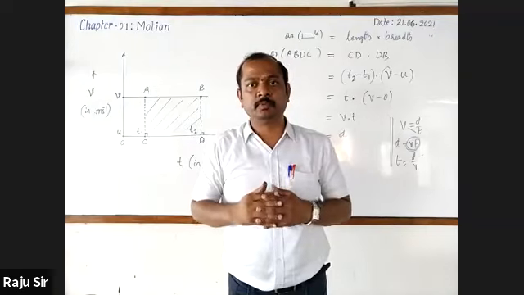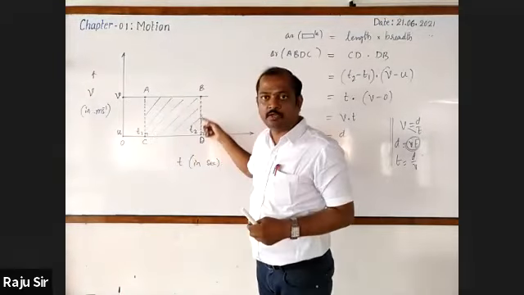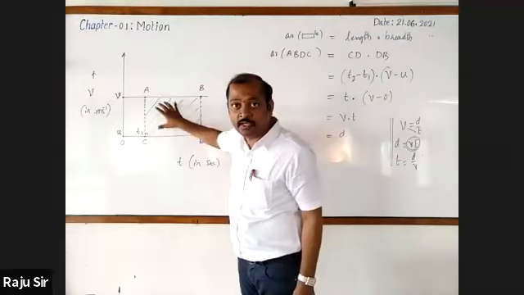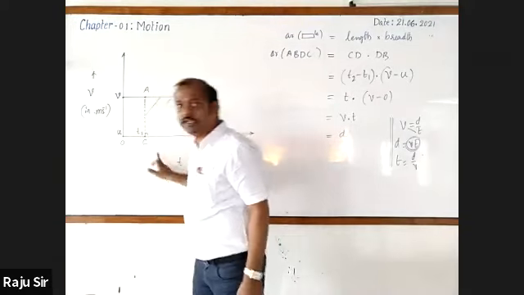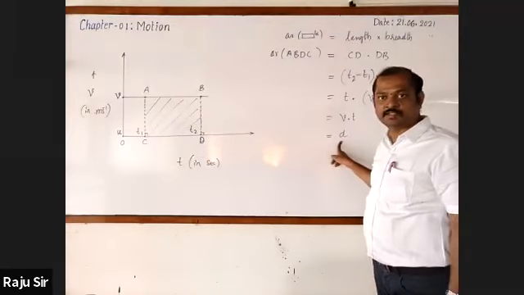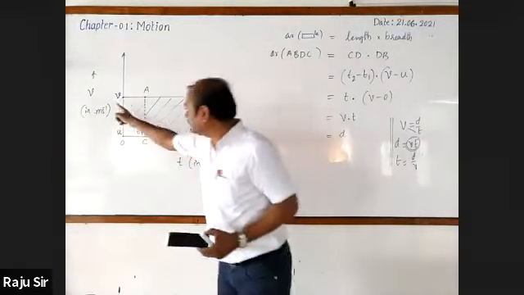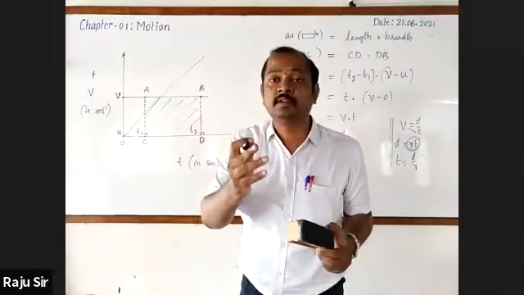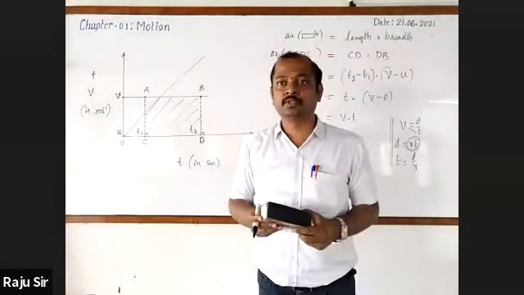I'll explain that. Listen carefully. Don't speak in between. This is the VT graph, and here the line parallel to the time axis indicates constant velocity. Now we have taken the area under constant velocity. The area under constant velocity of the VT graph is distance. In the same way, is it possible to take the area under the VT graph of uniform acceleration as distance or displacement? That is my question.